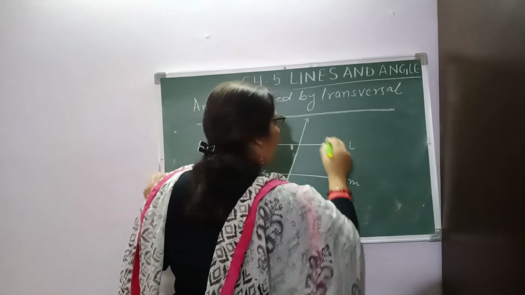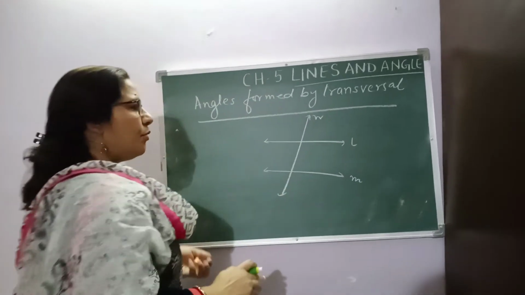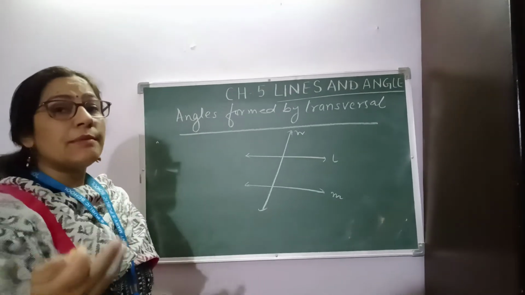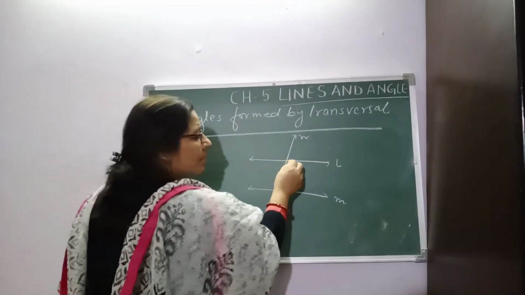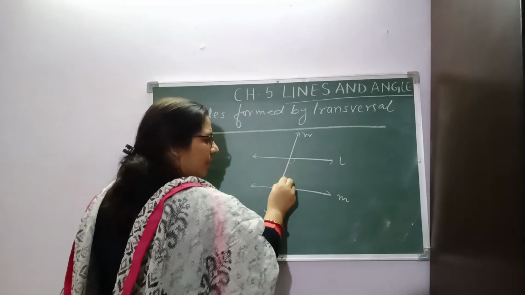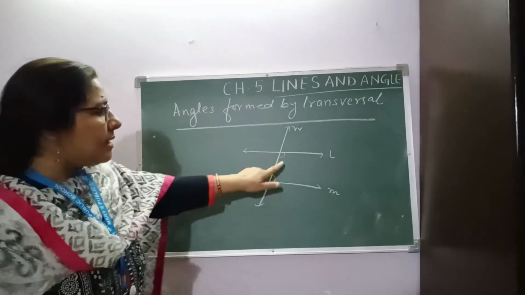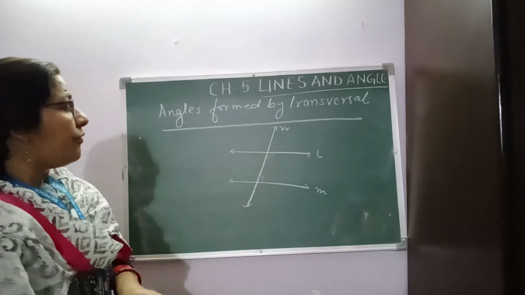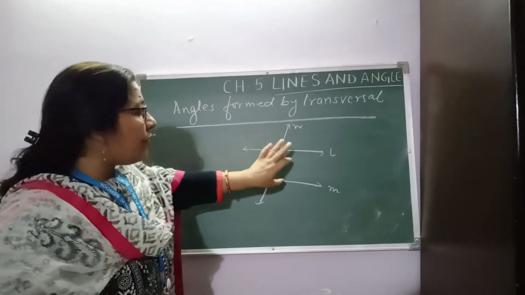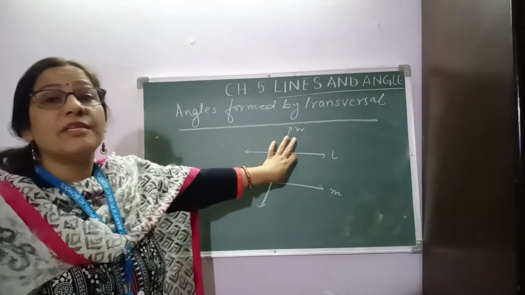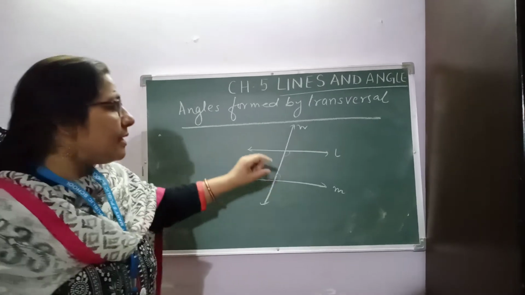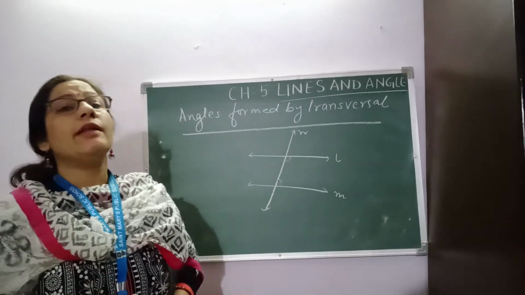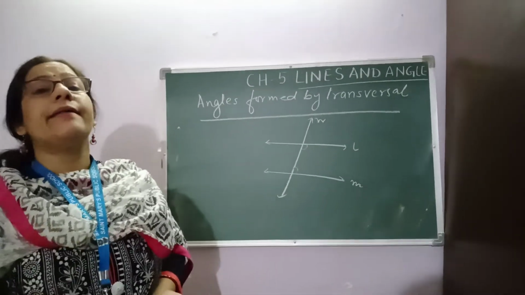Suppose we have two interior angles on the same side of a transversal. The sum is 180 degrees. If we have two angles on the same side of the transversal and the sum is 180 degrees, it is known as supplementary, but we can also call them co-interior angles.